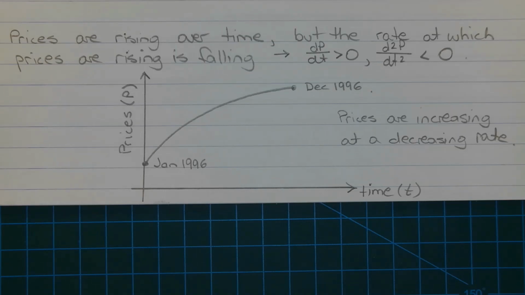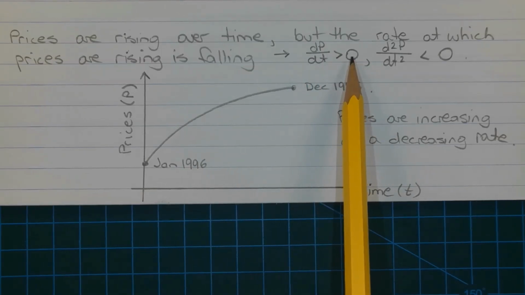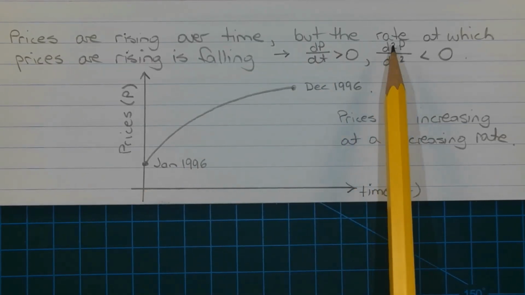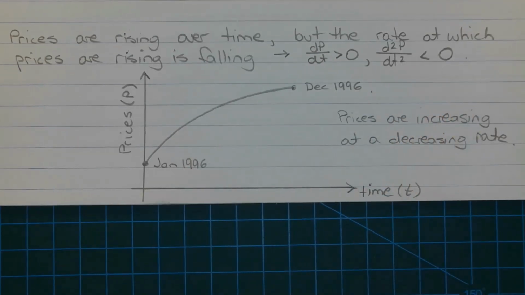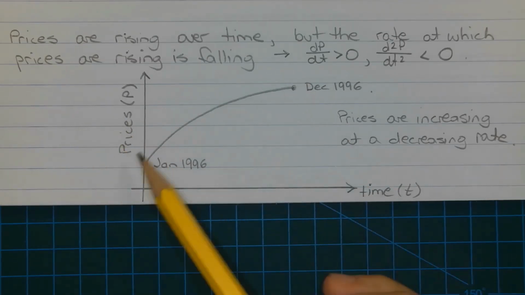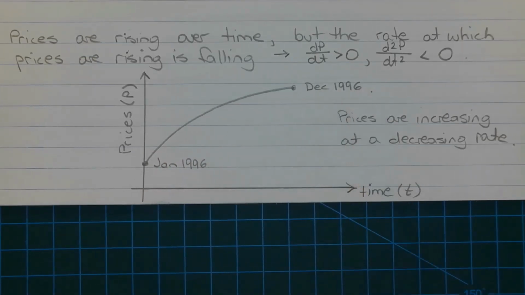Now if P represents prices and T represents time, the first derivative dP/dt is greater than 0, or positive, but the second derivative d squared P over dt squared is less than 0, or negative. So it's a curve that's increasing but at a decreasing rate. From the point of view of concavity, it's a curve that's concave down from January 1996 to December 1996.